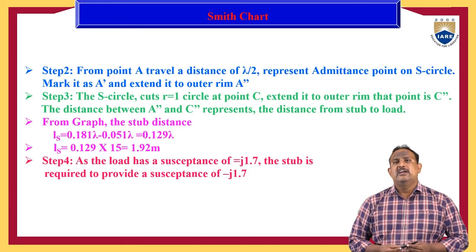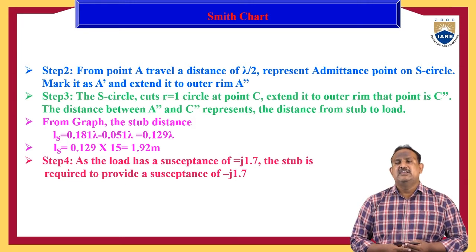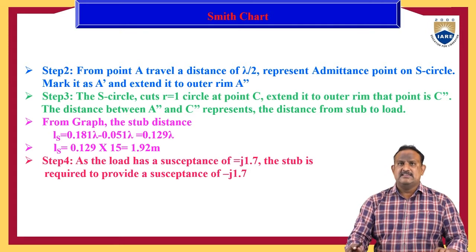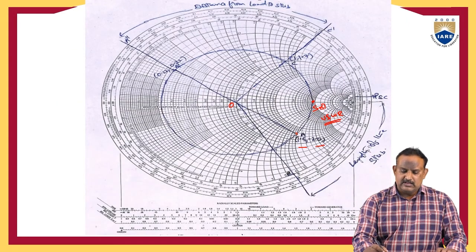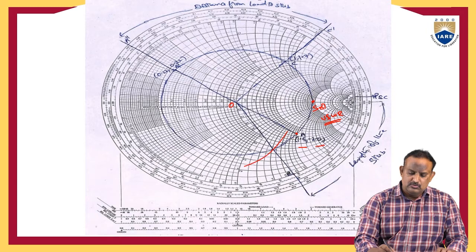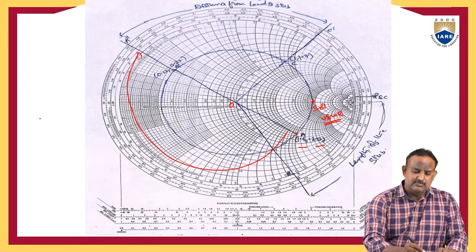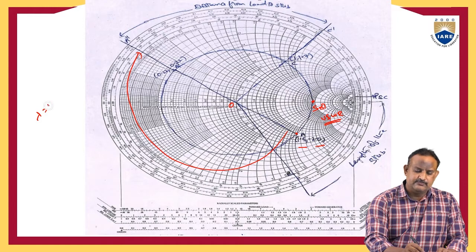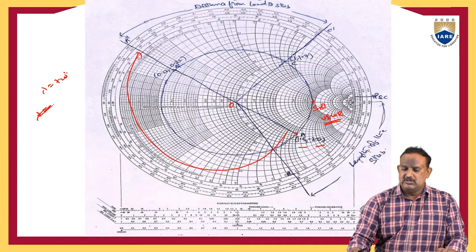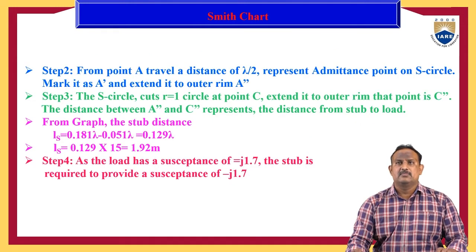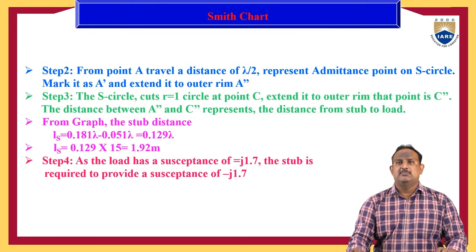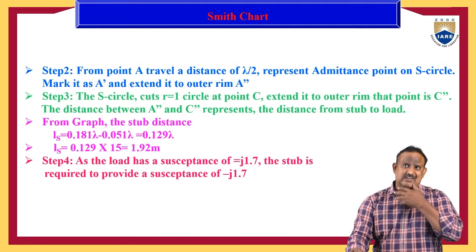Next, step 2. From point A, travel a distance of lambda by 2 to represent the admittance point on the S circle, mark it as A dash, and extend it to the outer rim as A double dash. Lambda by 2 means 720 degrees. Here we actually need to travel a distance of lambda by 4, not lambda by 2, to represent the admittance point.